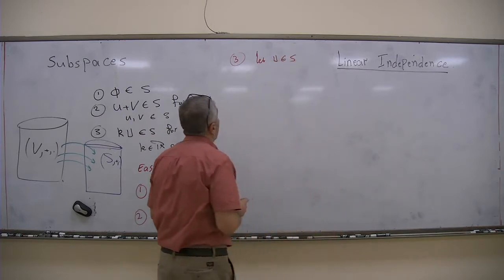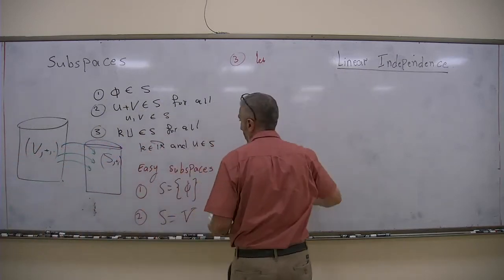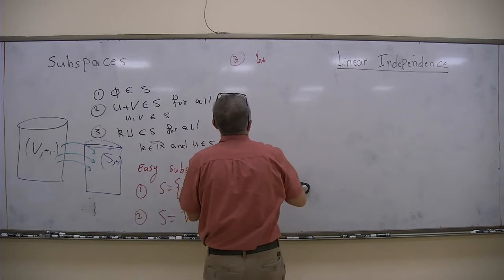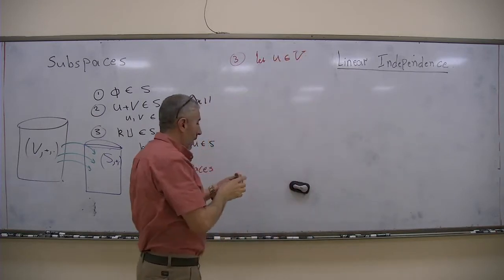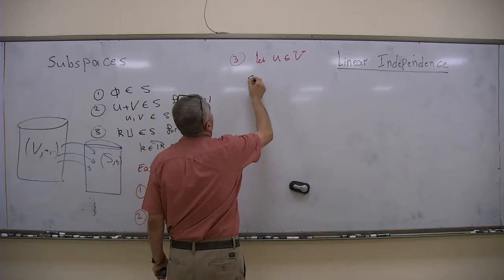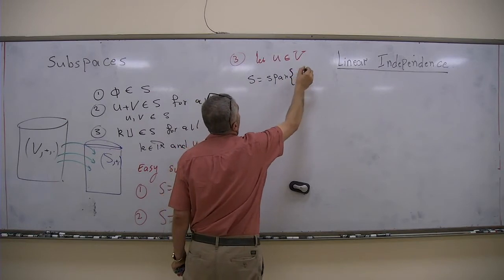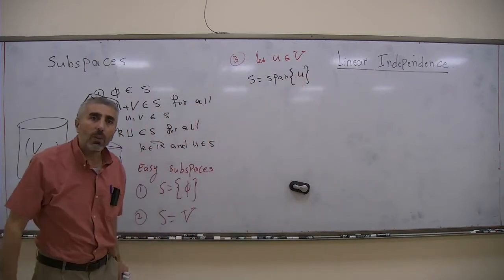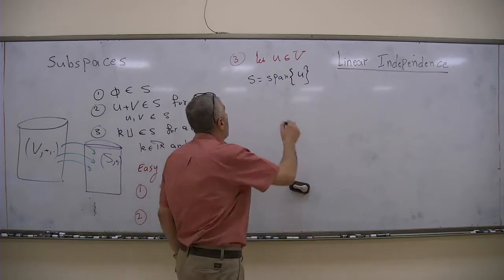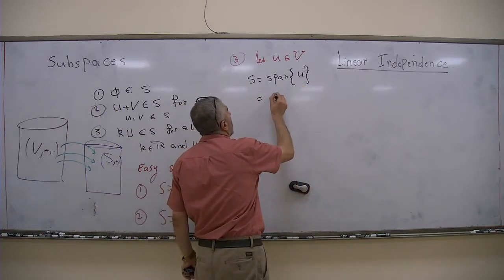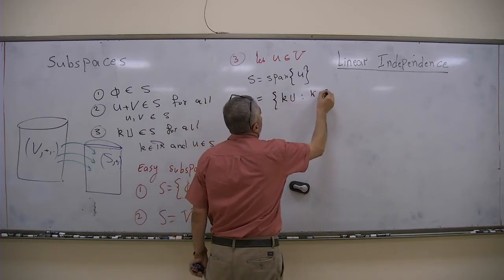You define, let U belong to the original vector space. Take S to be span of U. What do we mean by span of U? We mean all scalar multiples of U. Okay? So that is going to be this set, KU, such that K belongs to R.